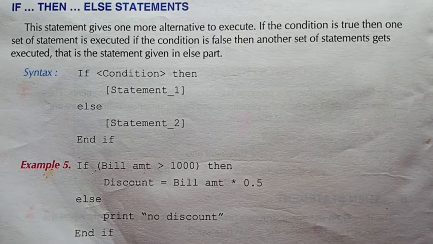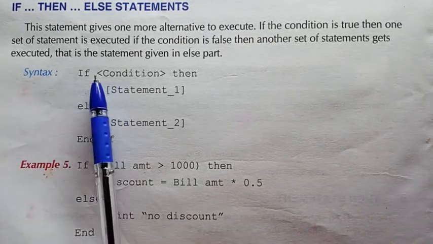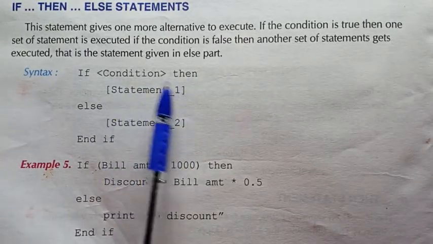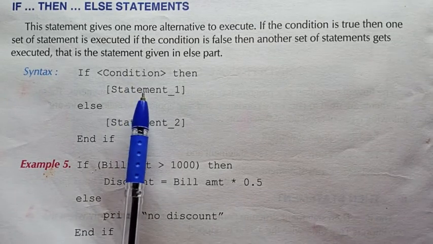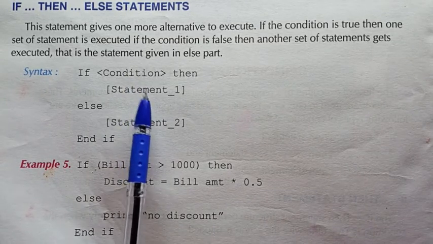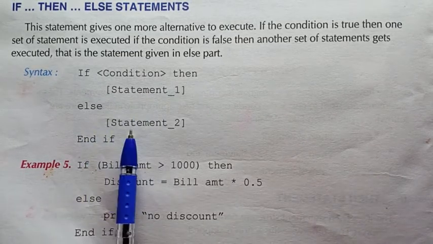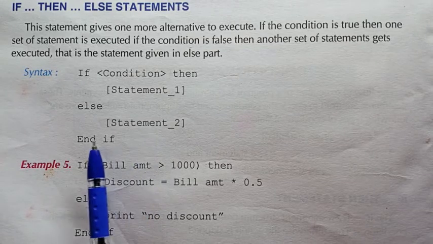But here, if the condition is true, one set of statements will work, and if the condition is false, another set of statements will work. Syntax you can see, we give the condition, then the first set of statements that is to be done. If the condition is true, this statement will be executed. But if the condition is false, then the else part will be executed. Then the second statement will be executed and end if.